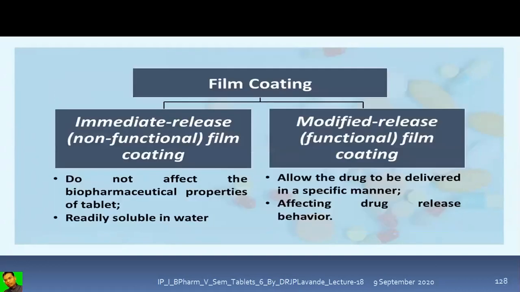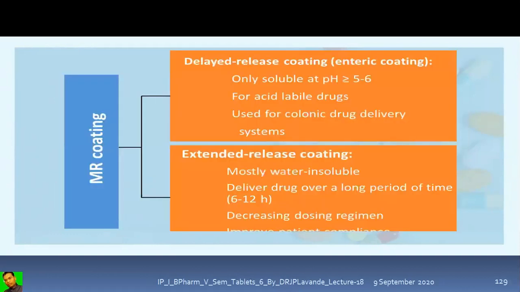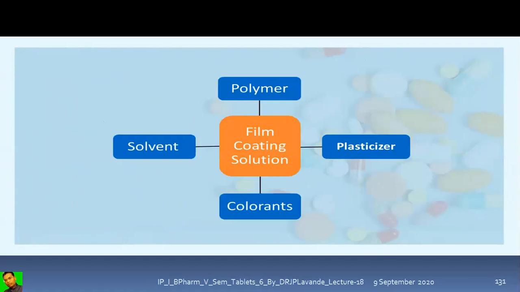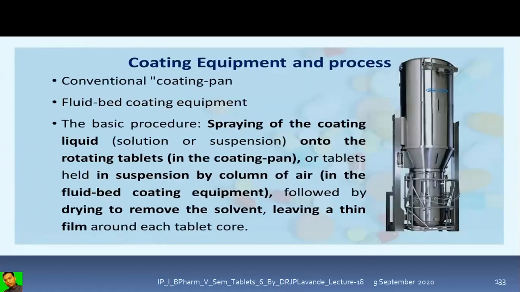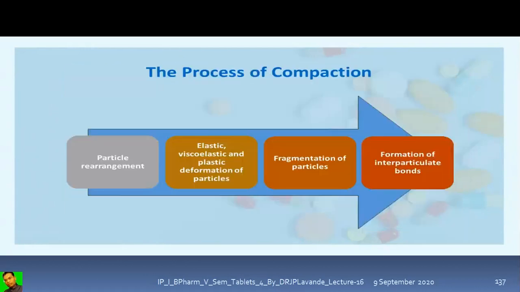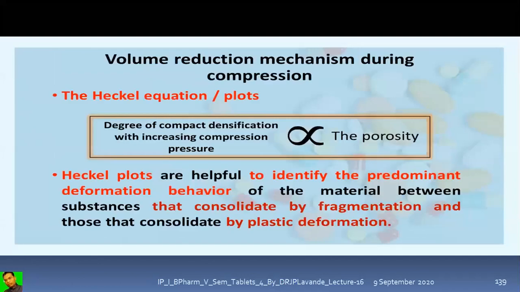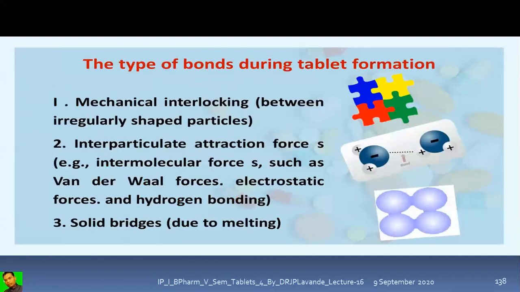So film coatings are of two different types: immediate release and modified release. Immediate is the non-functional; modified is the functional one. Modified release is nothing but the delayed release and extended release. In order to get the coating, we require the polymer, plasticizer, the colorants, and the solvents. This can be done with the help of the FGD, or with the help of the conventional coating pan, right?